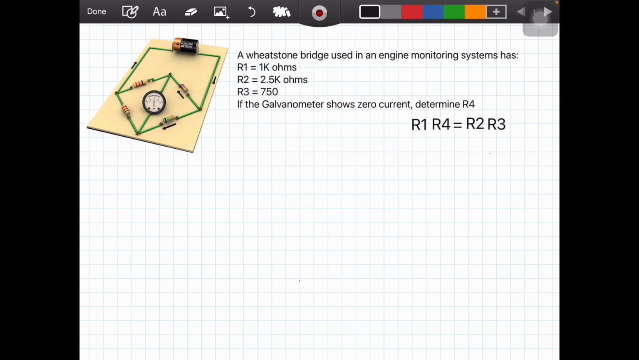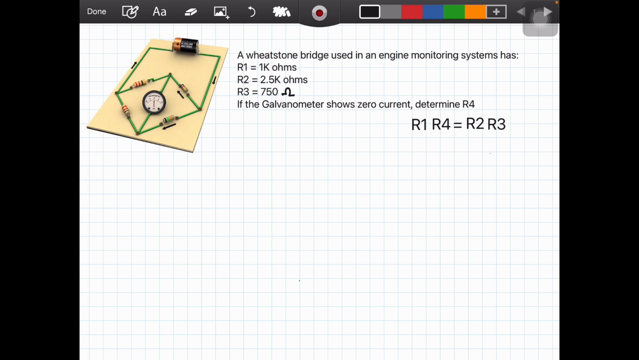Okay, so let's start. A Wheatstone bridge used in an engine monitoring system has the following resistors. As you can see, we have three resistors with values. Ayun, meron siya. 1, 2, 3. R1, R2, R3 have values, except for R4. But there's a thing. May isa pa. We have 1 kilo ohms and 2.5 kilo ohms.